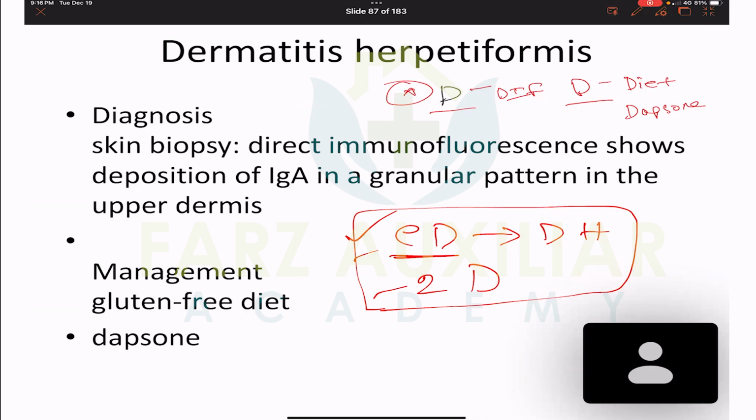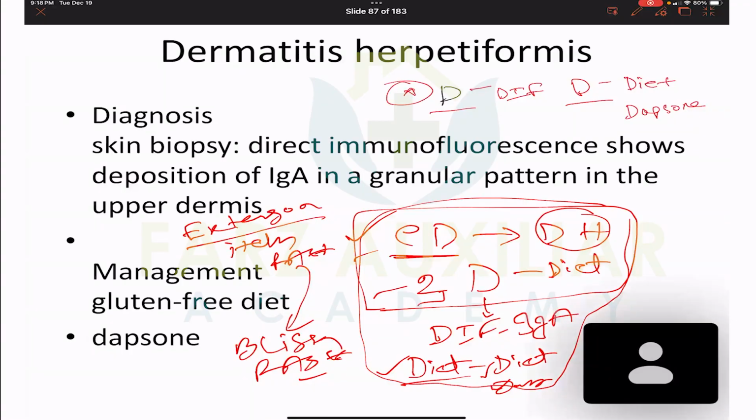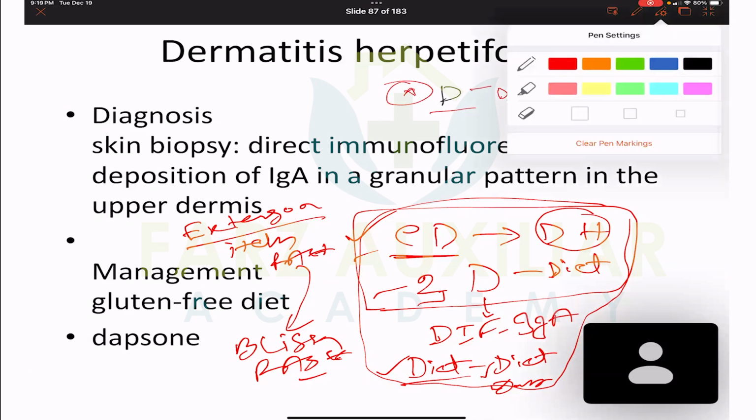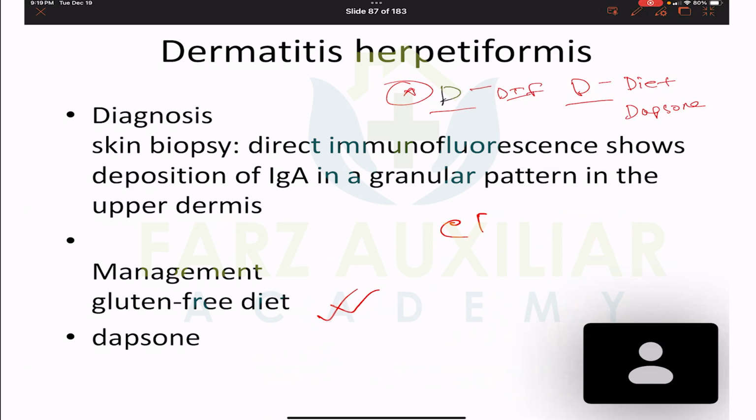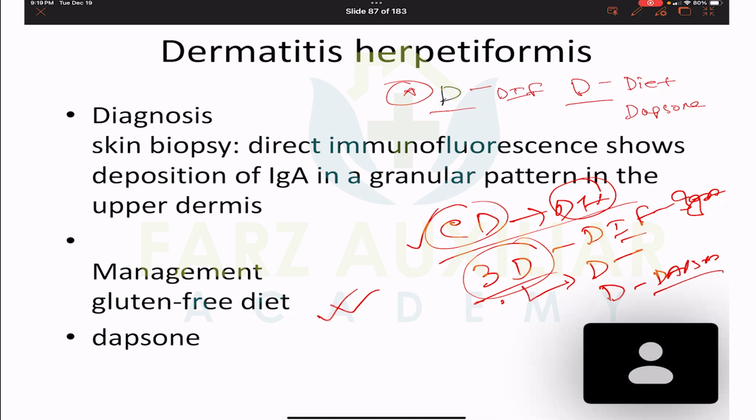Extensor surface, itchy. Okay, now all of you can get this. For dermatitis herpetiformis, these are the things you should remember. I will ask again: celiac disease is associated with dermatitis herpetiformis. And 3D, direct immunofluorescence, shows IgA. The other D's are diet modification and Dapsone. You should remember the Dapsone.